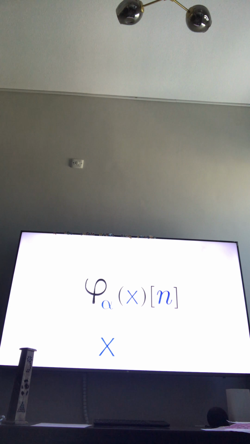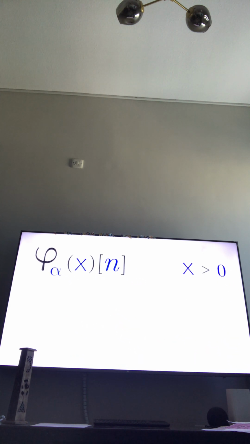But what about phi alpha x of n when x is greater than 0? We also do n copies of phi alpha minus 1. And inside this open and closed parenthesis is phi alpha.